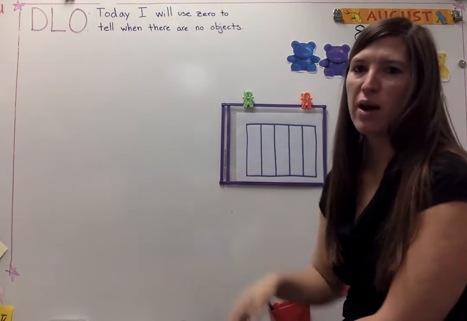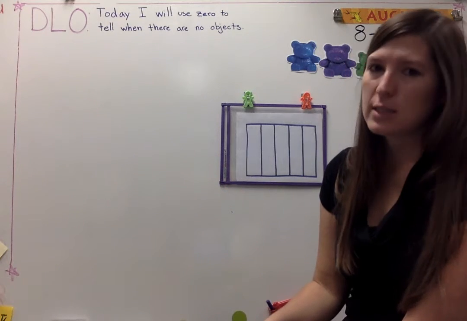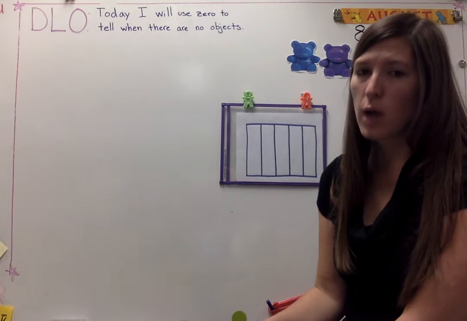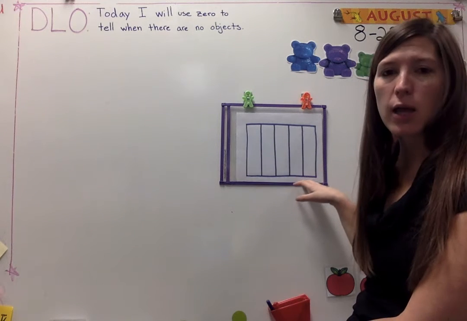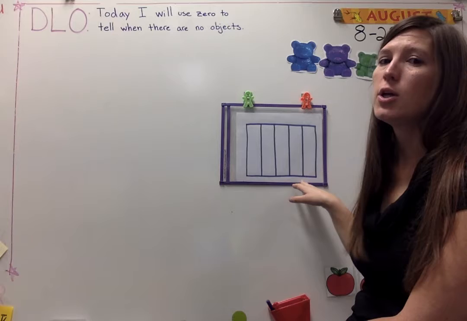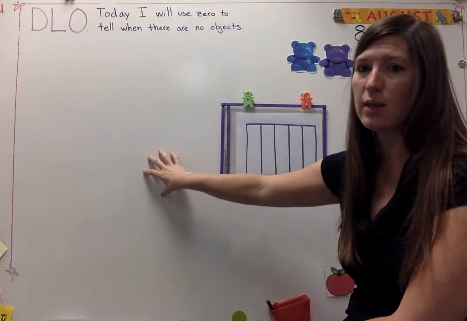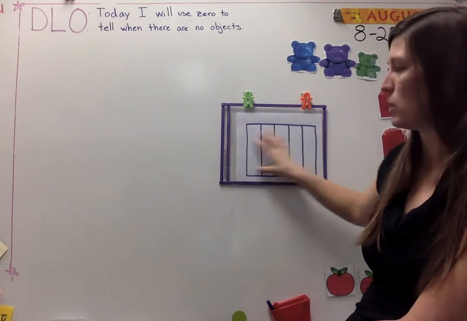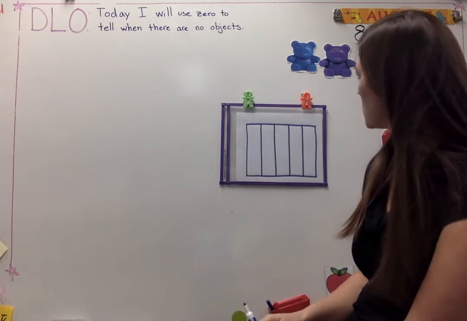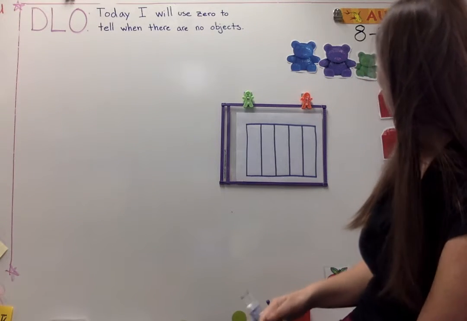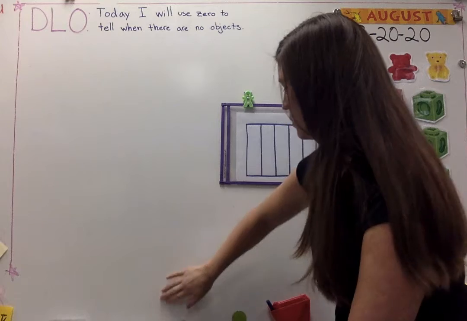How many objects do I have? 0. If there's 0 objects, do I color any bars? No. We don't color anything. There's no quantity here, so we don't need to color anything here. Let's do one more.